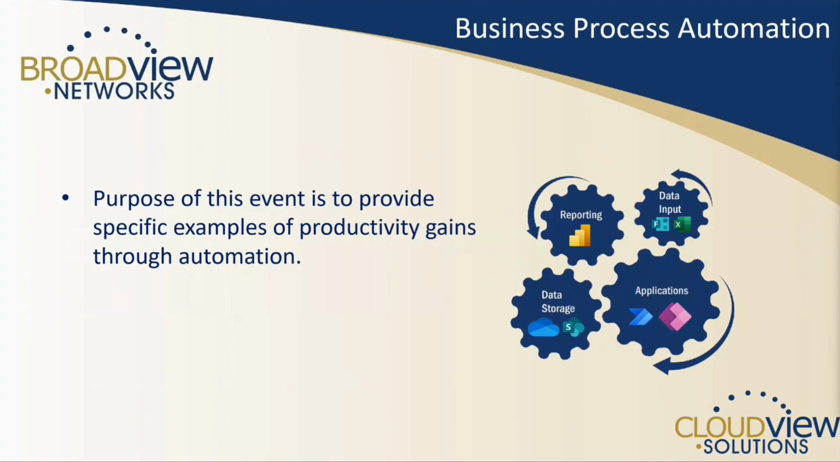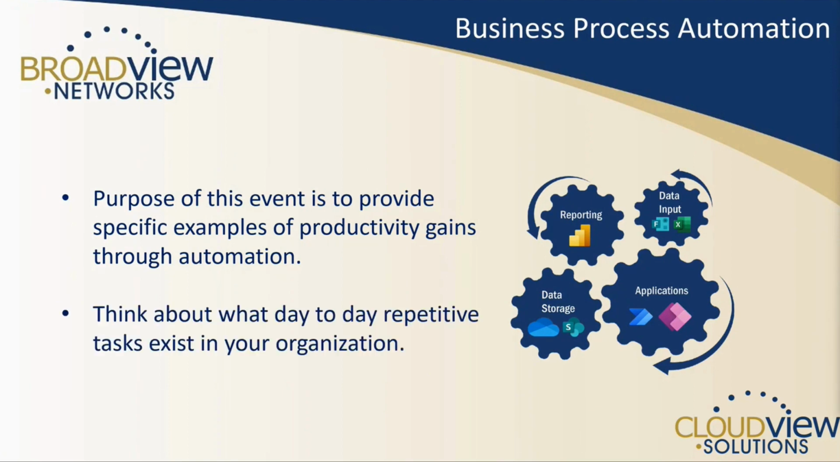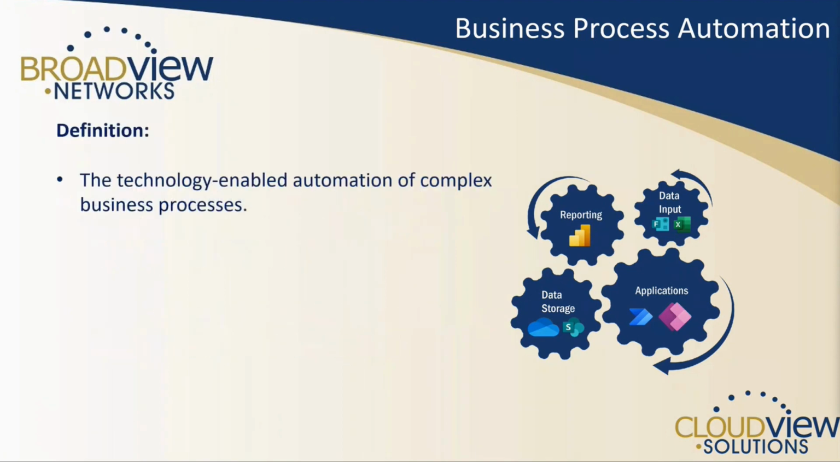So the purpose today is to talk about specific examples of gains through automation. And when we talk about automation, we're talking about business process automation. Business process automation is not necessarily limited to automating by having a function that is done automatically in the background, but it's ways that we can reduce repetitive tasks. It's ways that we can help people get more done within their day.